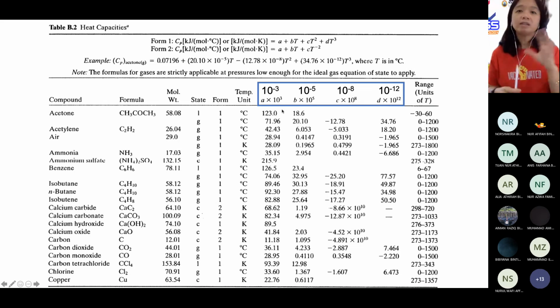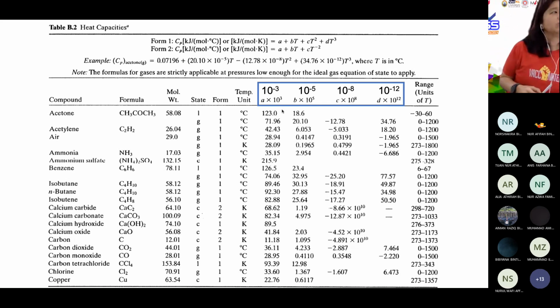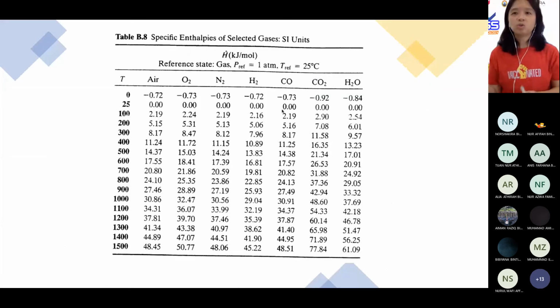In the table, the values A, B, C, D are written as times 10 power 3, times 10 power 5, 10 power 8, 10 minus 12. But in your calculation, you have to use them as A times 10 power minus 3, B times 10 power minus 5, C times 10 power minus 8, D times 10 power minus 12. So don't forget this part: even though the table writes 10 power 3, 10 power 5, 10 power 8, 10 power 12, in the calculation you have to use 10 power minus 3, minus 5, minus 8, minus 12. Okay, but I will show an example later.